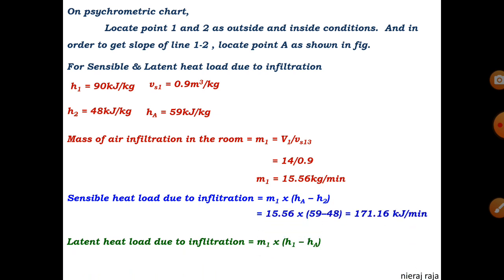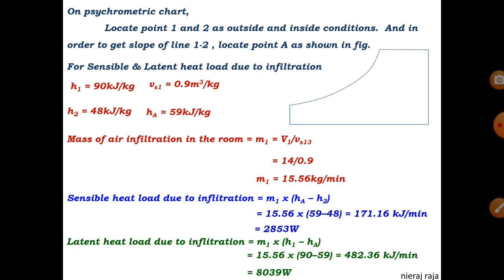Now just substitute the values and we'll get it in terms of watt, that is 2853 watt, that is sensible heat gain due to infiltration, and 8039 watt latent heat load due to infiltration.